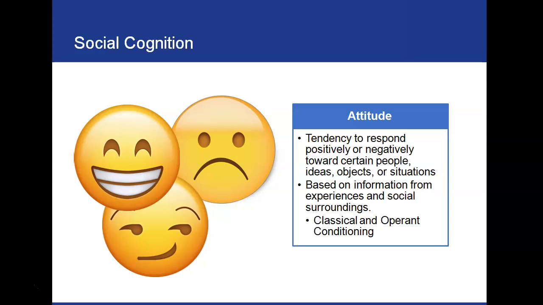And a lot of times our attitudes are based on information, whether it's from our own experiences, or just what's around us, what's in our surroundings. And going back to talking about classical and operant conditioning, that also affects our behavior and our attitudes towards things. But that's what we mean by attitude. It's just, fundamentally, how do you feel towards something? And I keep using words like feel and think and behave towards something.